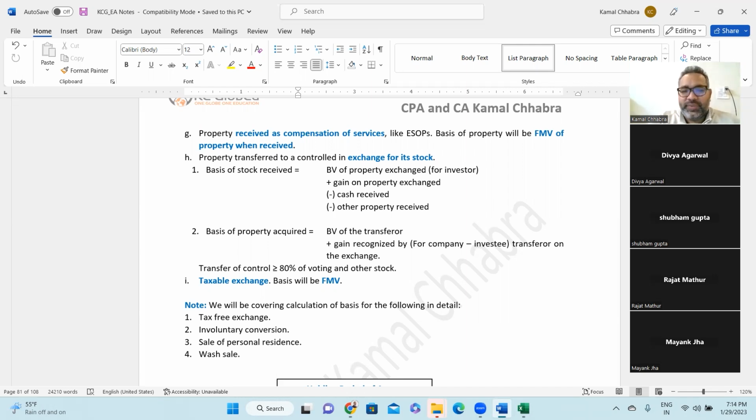So let's come over here. Property received as a compensation of service. For example, an employee who has worked for 5 years and now the company has given a car to him. What will be the basis of that car that person should record in his books? The fair market value on the date when he or she received the car. Make sense?